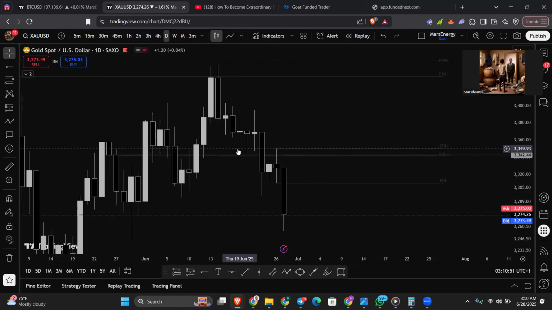Since it has taken out Thursday low, all things being equal, your expectation is that the target should be Thursday high, right? Because price always moves from one liquidity point to another. Since this Thursday low serves as a liquidity point and Friday took it out, then your expectation on Monday is that price should go and take out Thursday high.